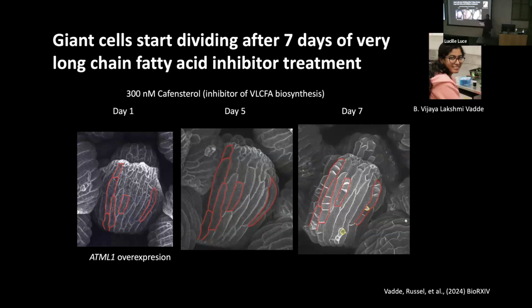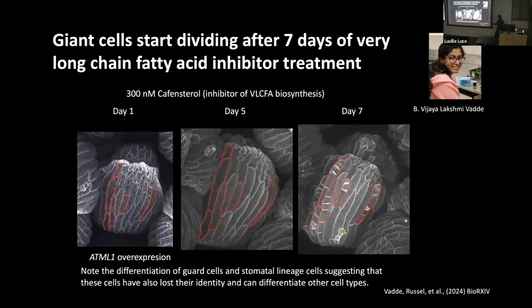We know they are. These cells are nucleated, and they have smaller nuclei, meaning that they did segregate their chromosomes at least somewhat. Even more cool is that not only did they divide, these cells are de-differentiating. They were giant cell fate. Now they're coming back and they're starting to make stomata. So that means they really lost their giant cell identity and they're starting to make a whole new cell type because very long chain fatty acid biosynthesis was inhibited. To me, that was just spectacular. I'm like, wow, I did not know this was possible, and the fact that they've lost their identity is even more exciting.